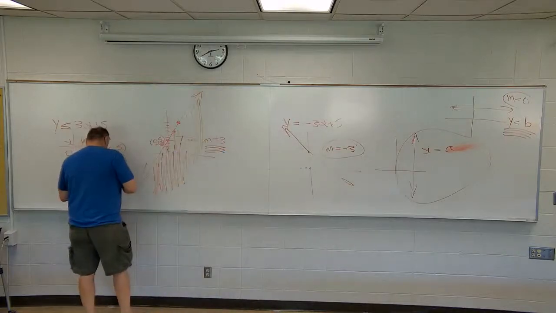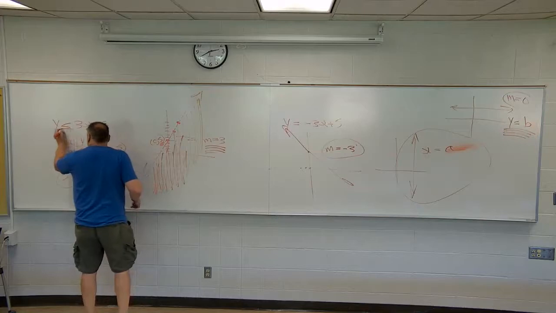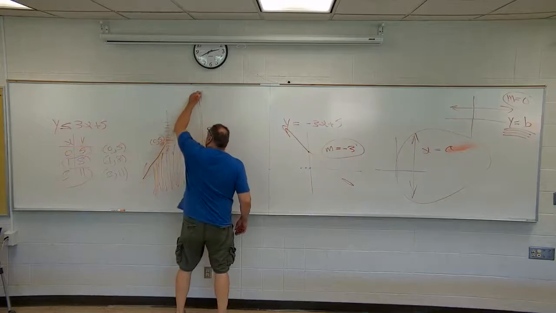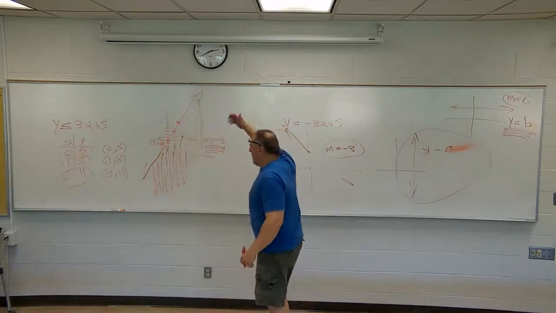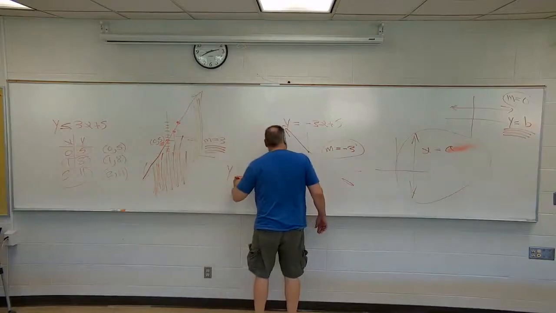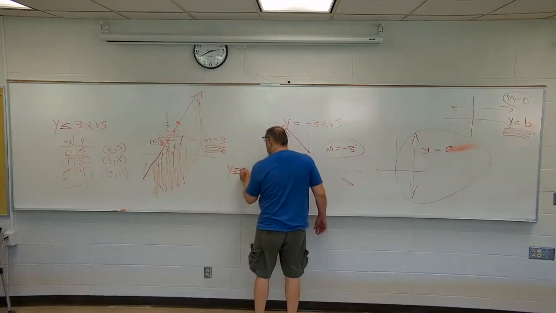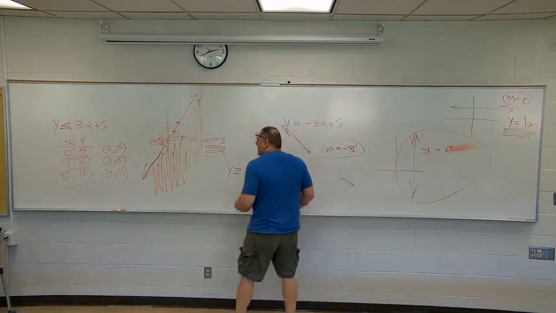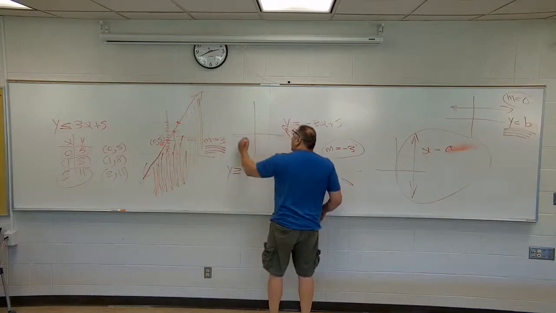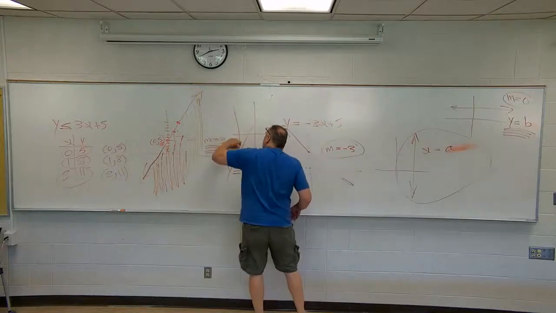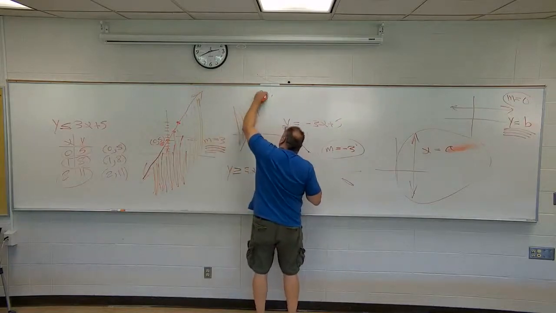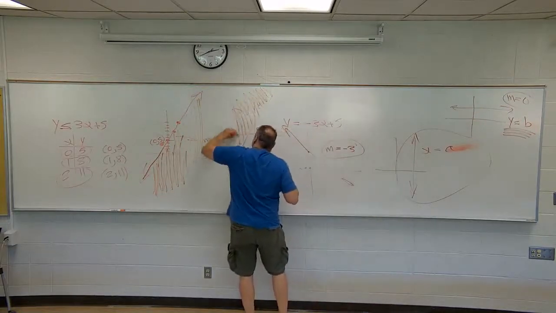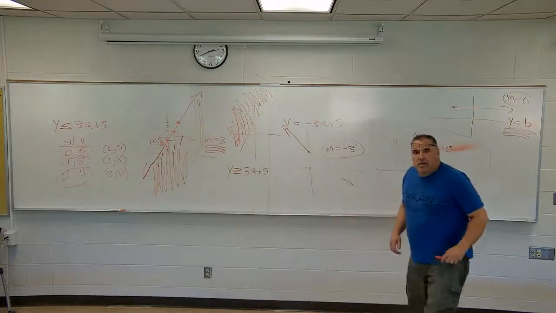If it's less than or equal to, then it's a solid line. What if it was the other way around? y is greater than or equal to 3x plus 5. It'd be the same exact graph. I didn't draw this too well, guys, and it'd be everything going up. You'll see that stuff in there. So that's what's going on there.